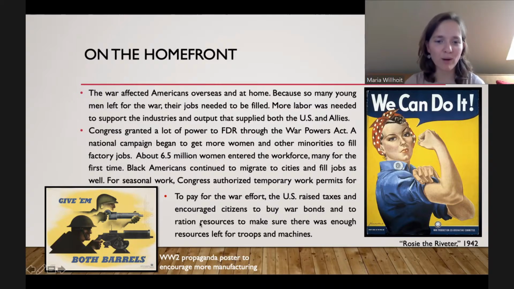This is also a propaganda poster. Give him both barrels, meaning you give the barrel to the machine, the driller who's making the machine, but also the barrel in the gun. So it's a good way to sync how manufacturing had to go hand in hand with the war cause.